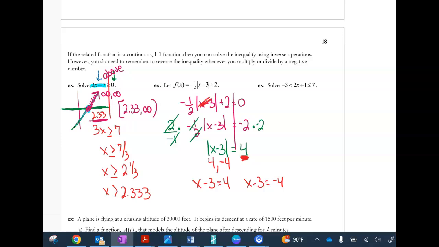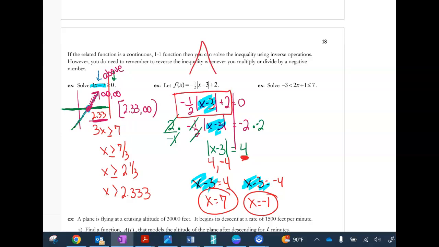Again, just pointing this out: what's in the bars never changes. Notice it's always staying x minus 3. So I'm going to add 3 for one problem and get 7. I'm going to add 3 for another problem and I get -1. If we think about visually how this works, this side is an upside down V. The other side is the y-axis at 0, and they are meeting at -1 and at 7.